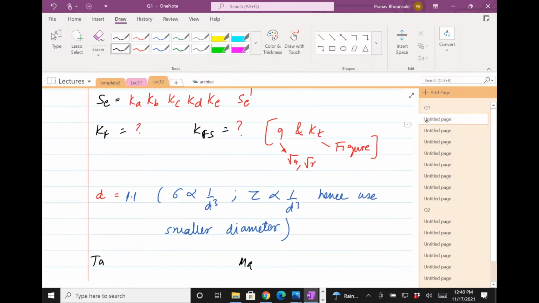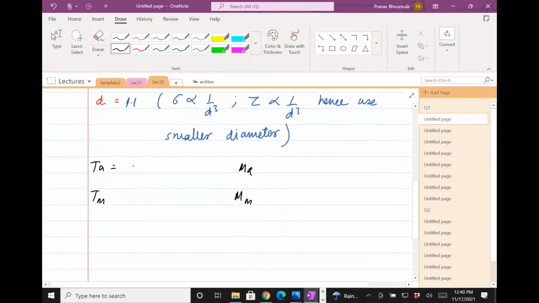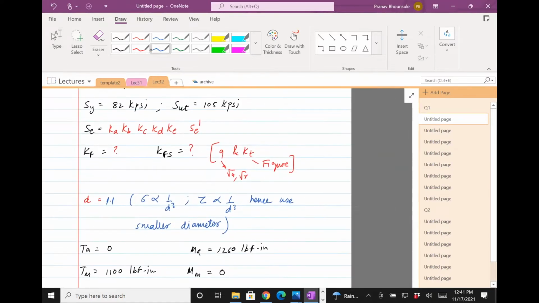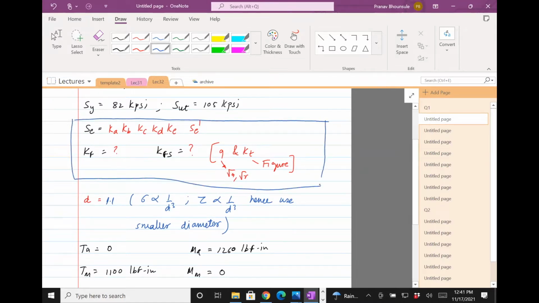So let's put that down. TA is 0, TM is 1100 lbf-in, MA is what I just wrote down, 1260 lbf-in, and MM is 0. Okay, so what needs to be done now is we only need to find these things in order to actually compute those factors. So let's go ahead and try to solve for these factors.